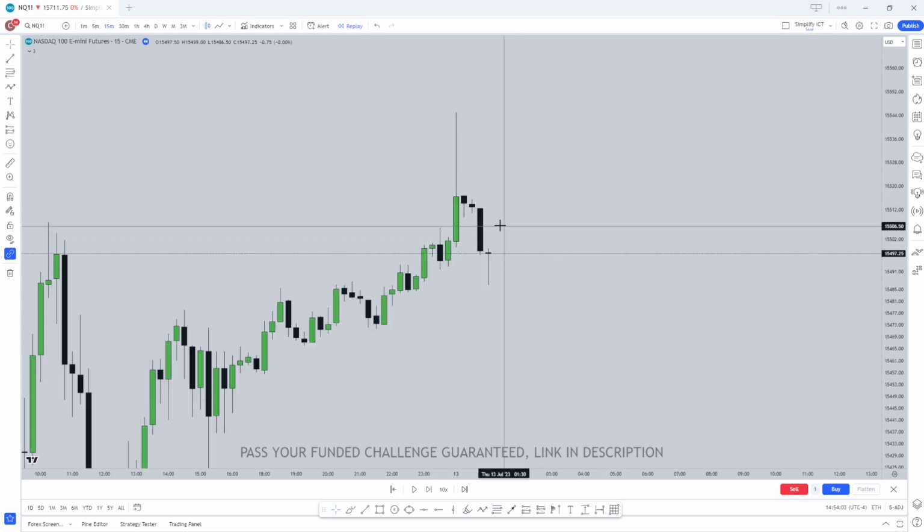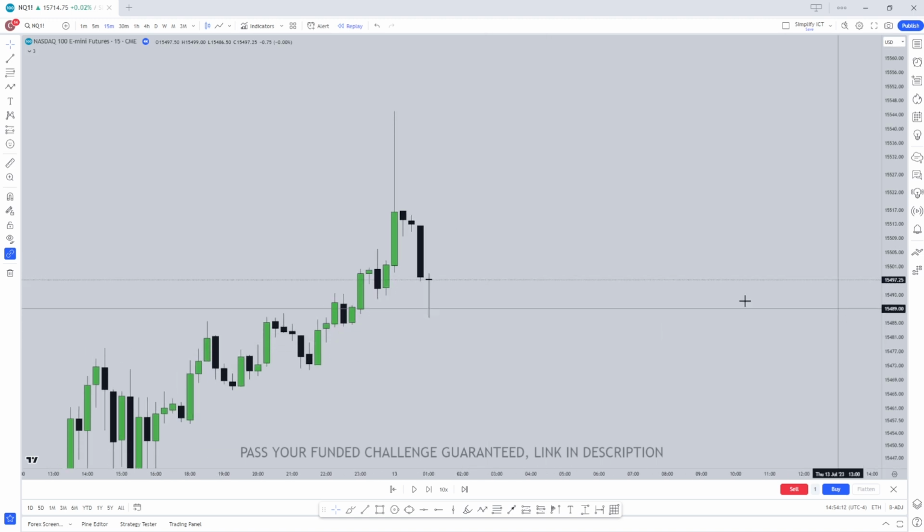Okay, so this example will fake a lot of you guys out and you'll miss the inversion FVG. So I'm going to show you the right way to trade it. So let's get into it. Three consecutive candles. As you can see, there's a bearish FVG formed right here. And let's see what happens to this fair value gap.